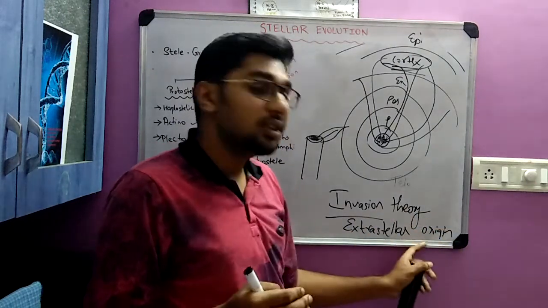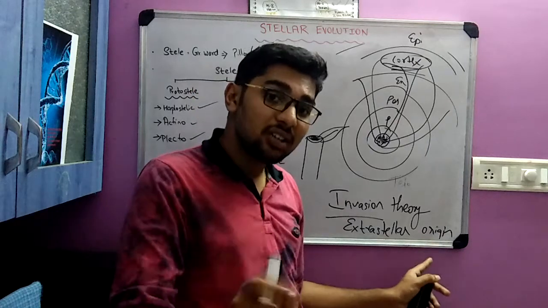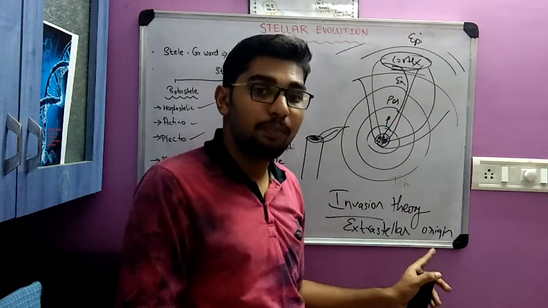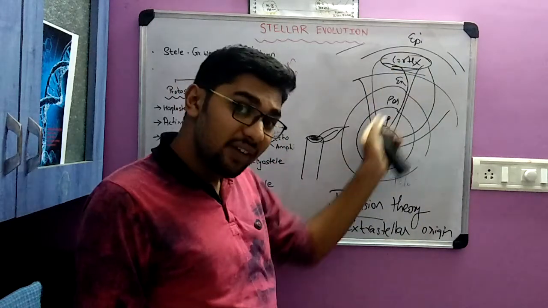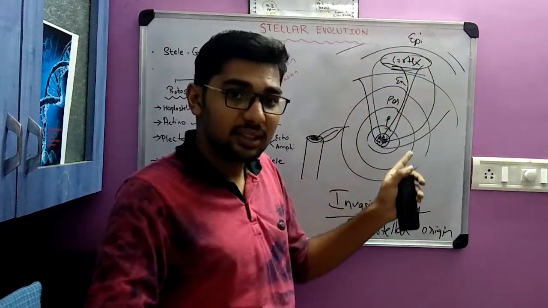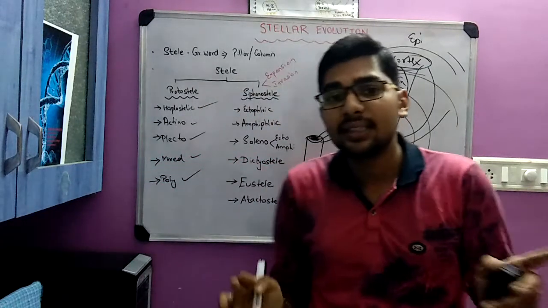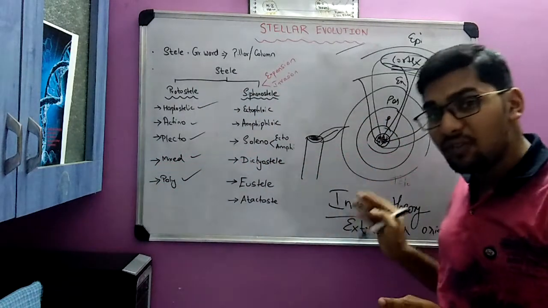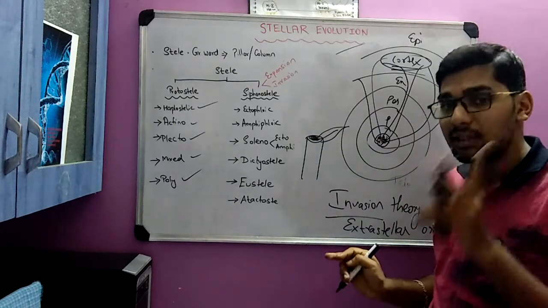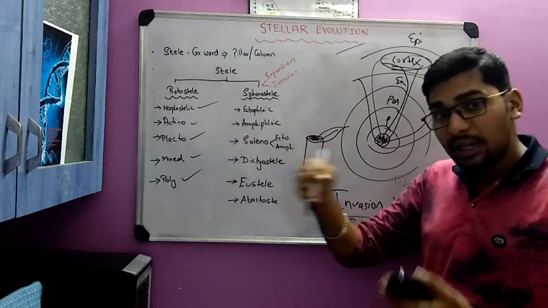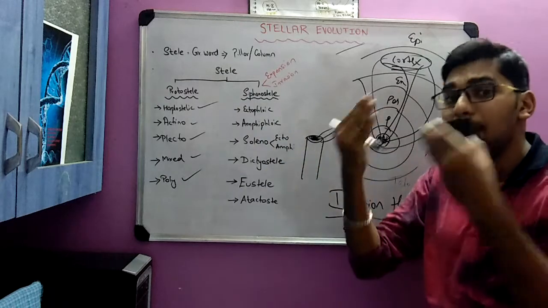So hence this theory is also called the extrastellar origin of pith. So what do they say? Invasion theory: the cortical cells invade through the leaf gaps and branch gaps, leaf traces and branch traces, and they form the parenchymatous pith. So these are the two theories that say that protostele, in the course of evolution, developed pith.